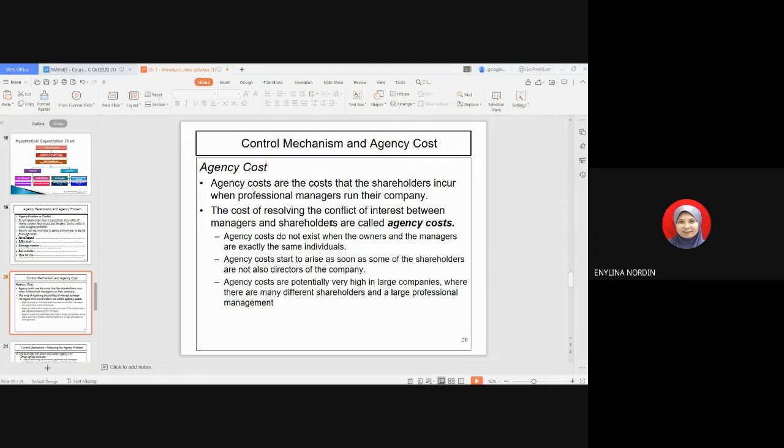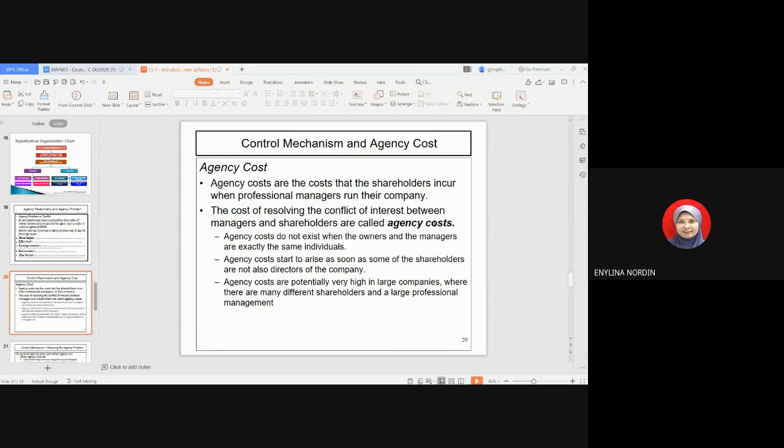Jadi in order to make sure that these professional managers will be acting in the best interest of the shareholders, and also become motivated to work for the company, become more energetic, and work harder for the sake of the company, then the shareholders must spend for those mechanisms ataupun those things. Right. So the cost of resolving the conflict of interest between managers and shareholders is called agency cost.